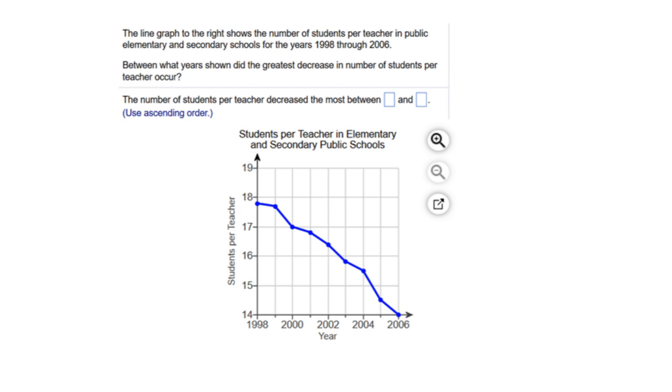This problem reads, the number of students per teacher in public elementary and secondary schools for the years 1998 through 2006. Between what years shown did the greatest decrease in number of students per teacher occur? So we're looking for the greatest decrease. On the decrease, you're looking for a negative slope. All of this is actually a negative slope, but you want to look for the one that has the sharpest decrease. And it looks like it is occurring right about in this area here. And that would be between 2004 and 2005. That is what I would type in on my MyMathLab, 2004 to 2005.